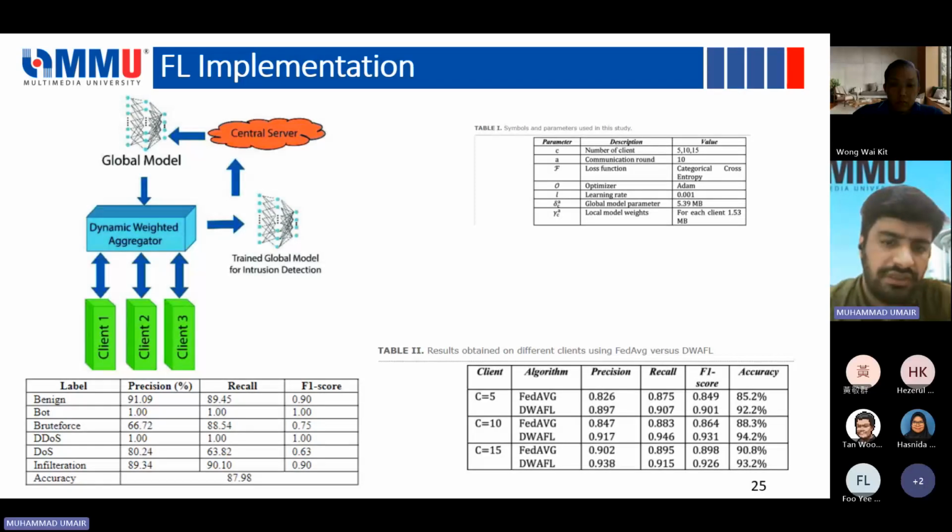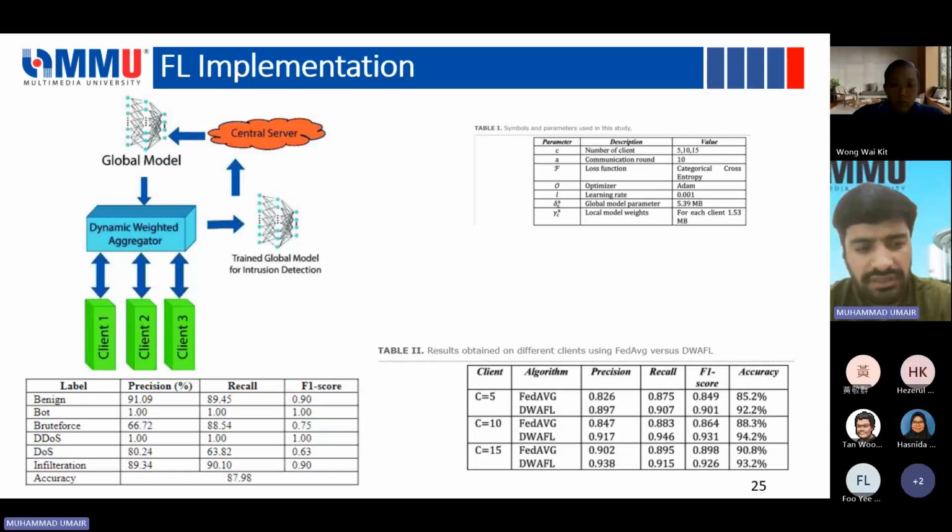So, for the federated learning implementation, we use the CSC dataset and the NB-IoT dataset. For this case, the results being shown are for the CSC dataset, and here we achieved 7.98%. And we studied the effect of different clients on the accuracy of the model.